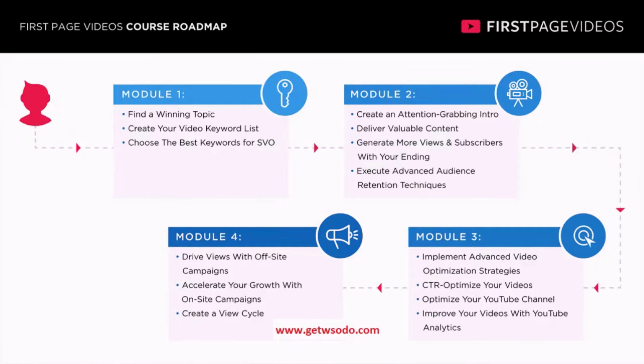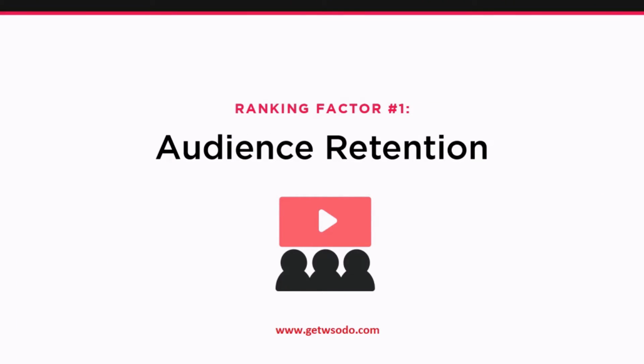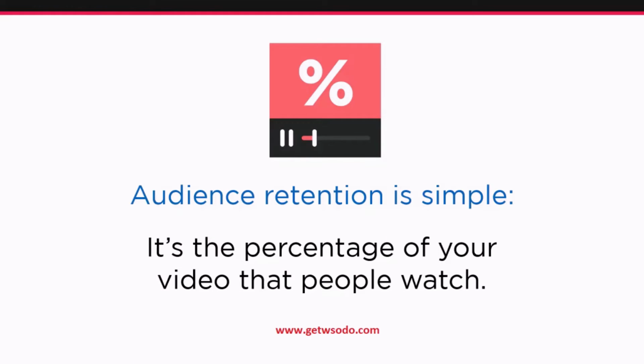And in modules 2 and 3, I'll show you exactly how to optimize your videos so that they generate the engagement signals that YouTube wants to see. But for now, let's take a look at each of YouTube's 4 most influential ranking factors. And the first ranking factor we'll look at is audience retention. Audience retention is really simple. It's simply the percentage of your video that people watch.